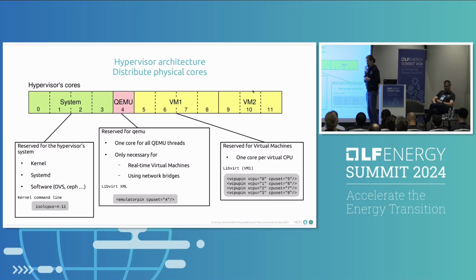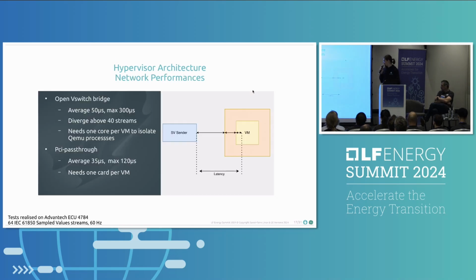If you want to be really deterministic, you will need to dedicate these cores to all QEMU threads. All of what I described is also available in the libvirt XML, where we describe the hardware of the virtual machines. Just for the example, let's present a bit of the performance of SEAPATH.